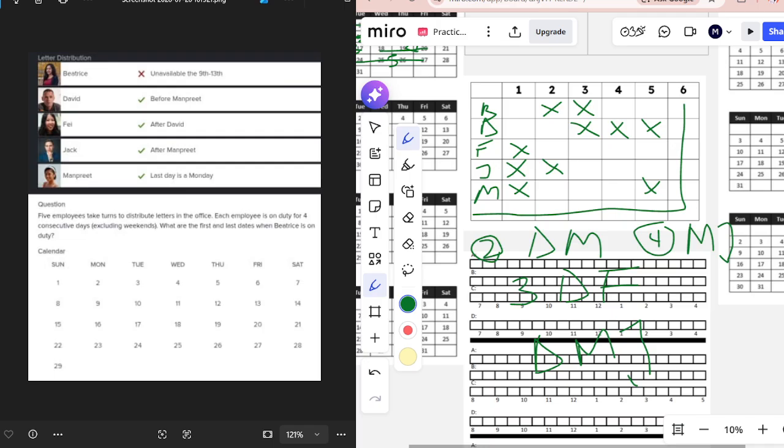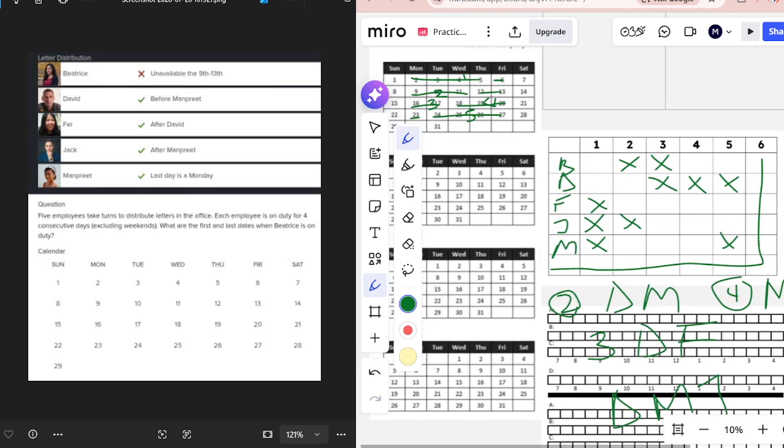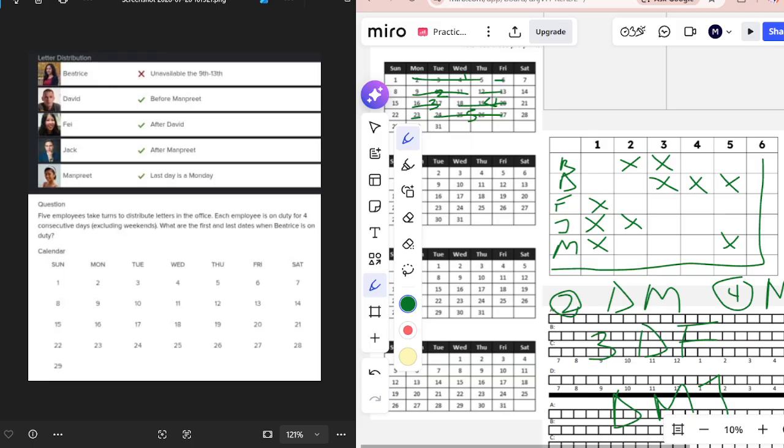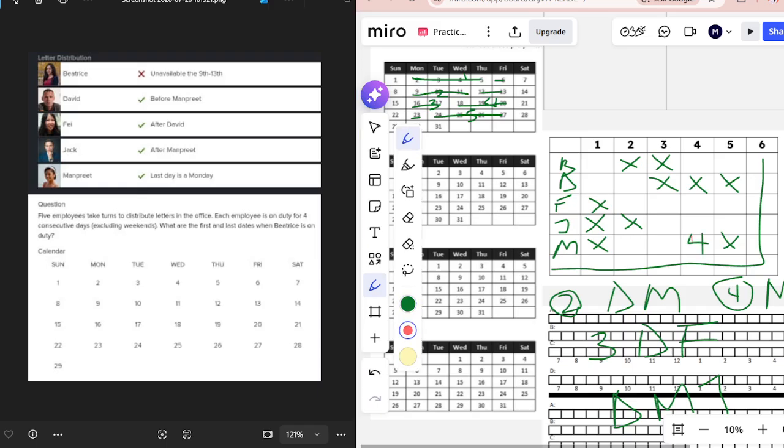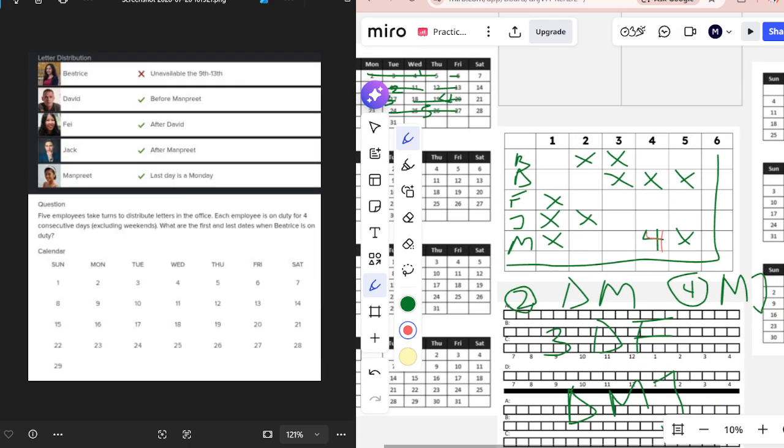Right. Next, they tell us that Manpreet's last day is Monday. So if we go to the calendar, which week has his last day on Monday? That is week 4: 18, 19, 20, and 23rd. So Manpreet is on the 4th week. And then they said from the 4th point, Jack comes after Manpreet. So Jack is number 5.